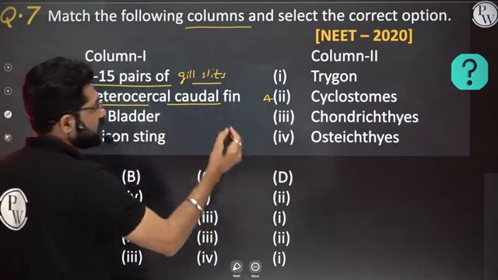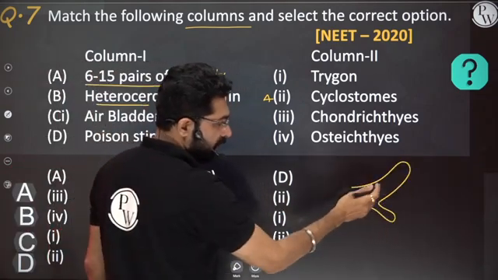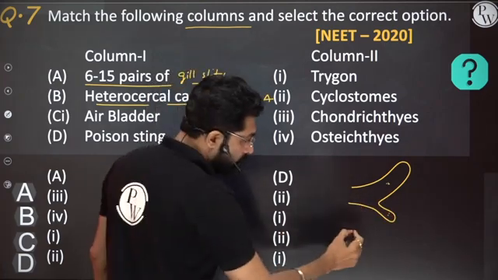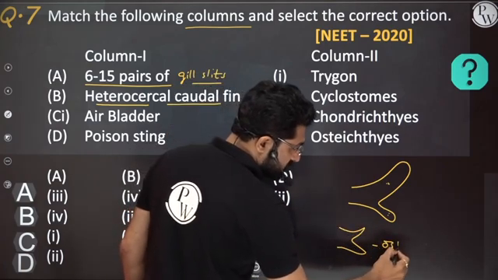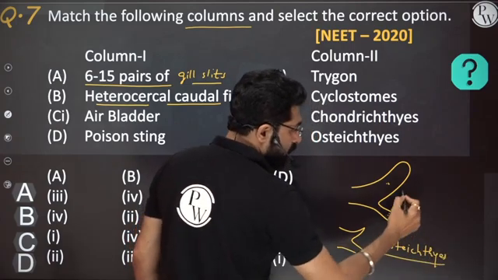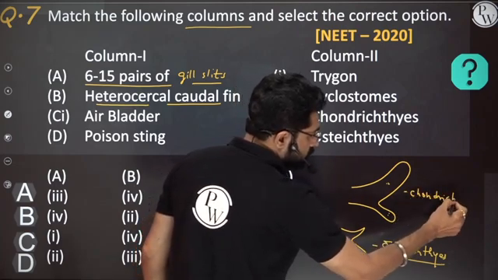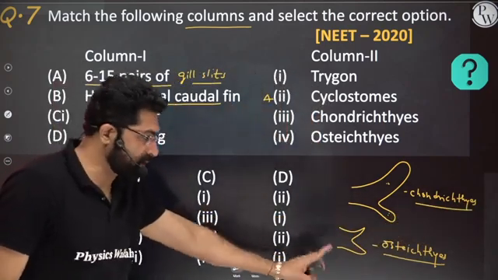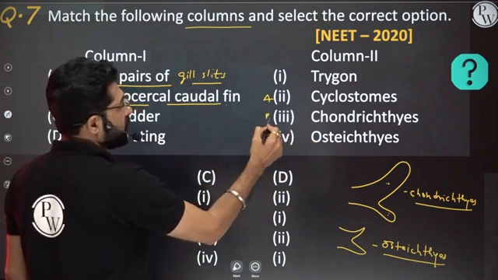Heterocercal caudal fin. That means the tail fin will be like this. So this is a characteristic feature of Chondrichthyes. Homocercal caudal fin is a characteristic of Osteichthyes. Osteichthyes have this type of homocercal fin, and heterocercal is found in Chondrichthyes. Okay, so this is heterocercal and this is homocercal. So this will be a characteristic of Chondrichthyes. You go for B here.